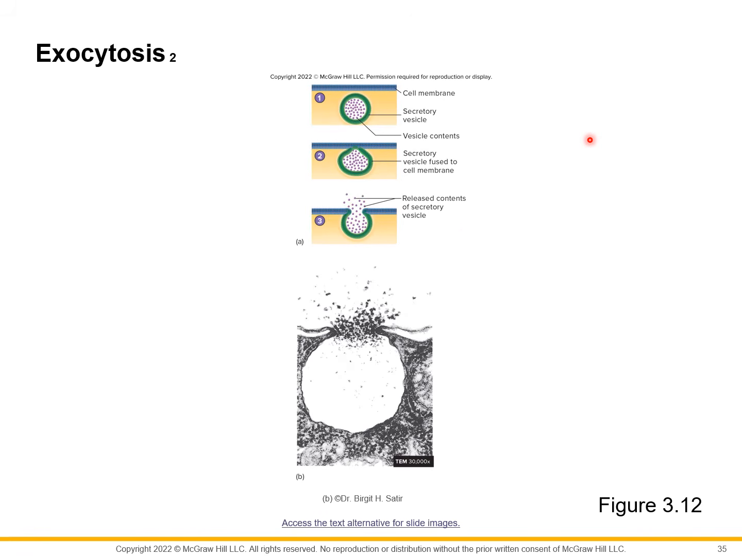This slide right here shows us a three-step illustration of how exocytosis happens. So there's this vesicle or container. The materials that we need to release are on the inside. So the vesicle would fuse or merge with the cell membrane and then eventually release the contents to the outside. This photo right here is an electron micrograph of how this happens.